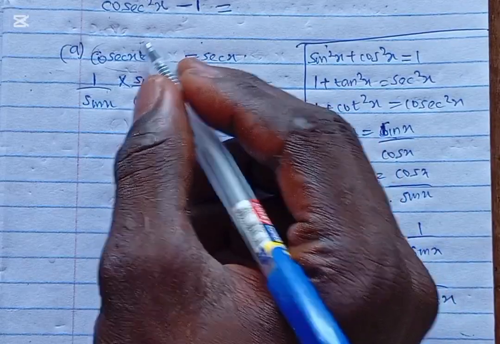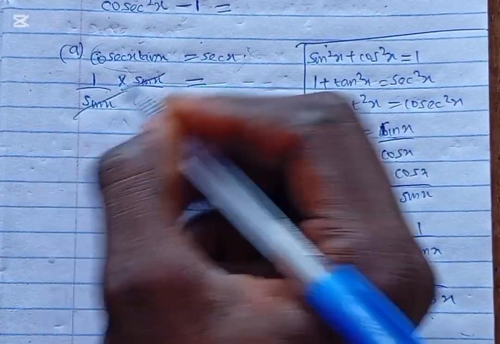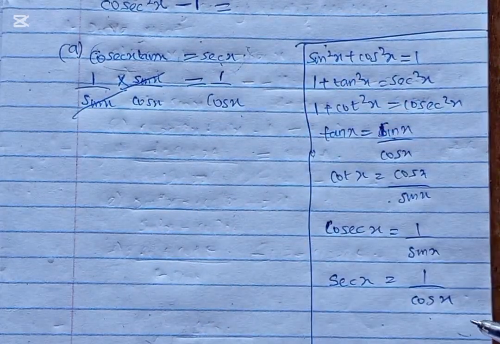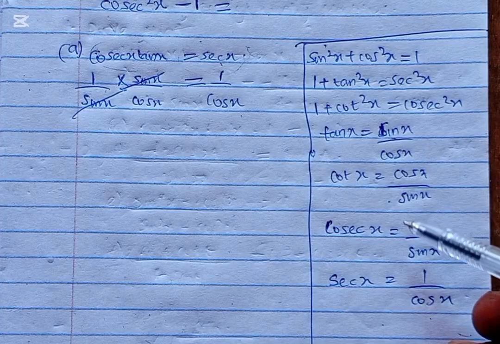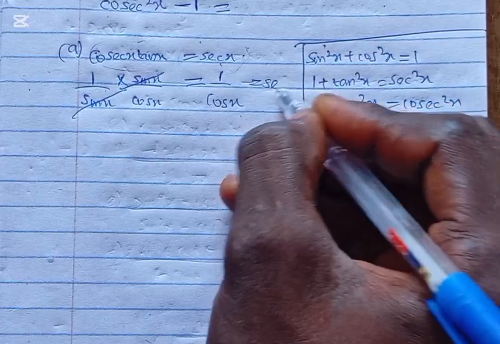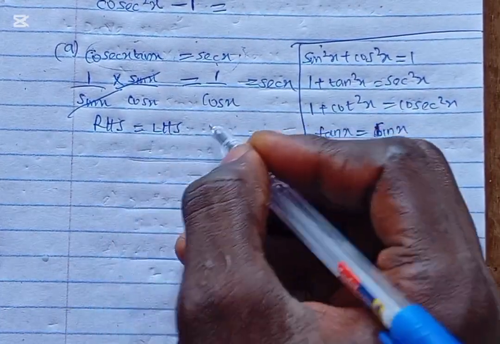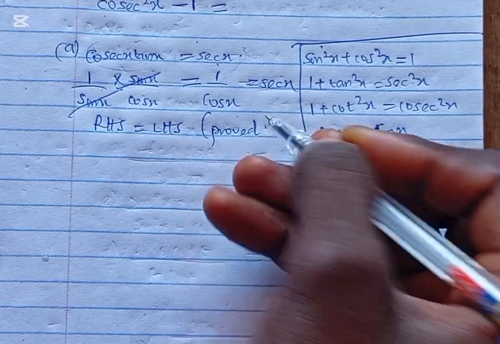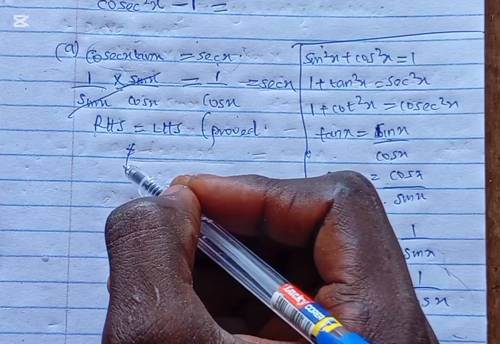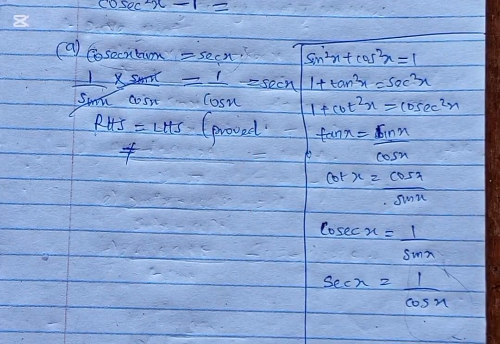The left hand side is what you are dealing with, to prove that it is equal to the right hand side. Now sine can cancel sine, I have 1 over cos x. And you should know that 1 over cos x is equal to sec x. So you can now say the left hand side is equal to the right hand side. Therefore, it is proved. And if it is not equal, you will just say the right hand side is not equal, with this sign. Do you understand? So that's the first question.